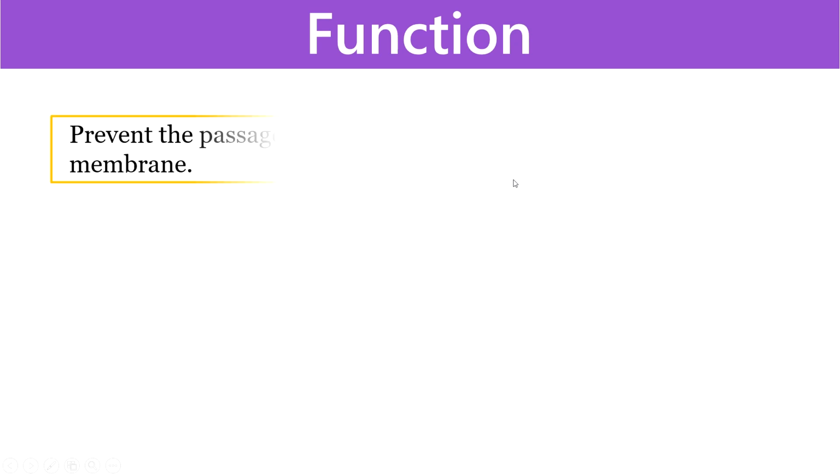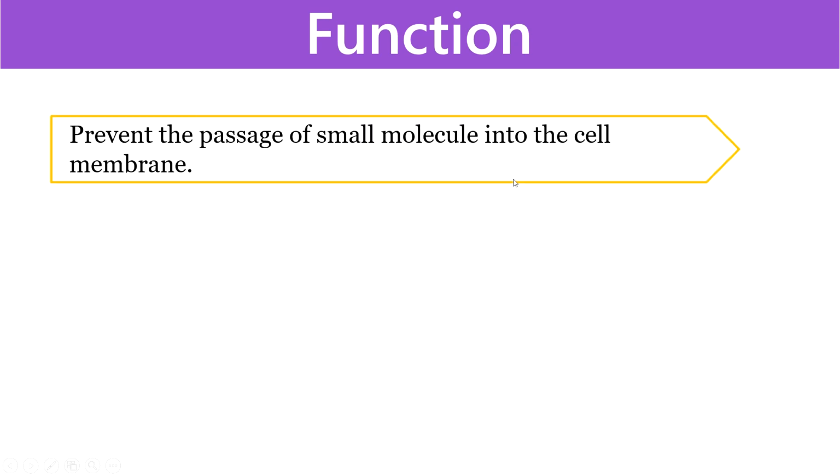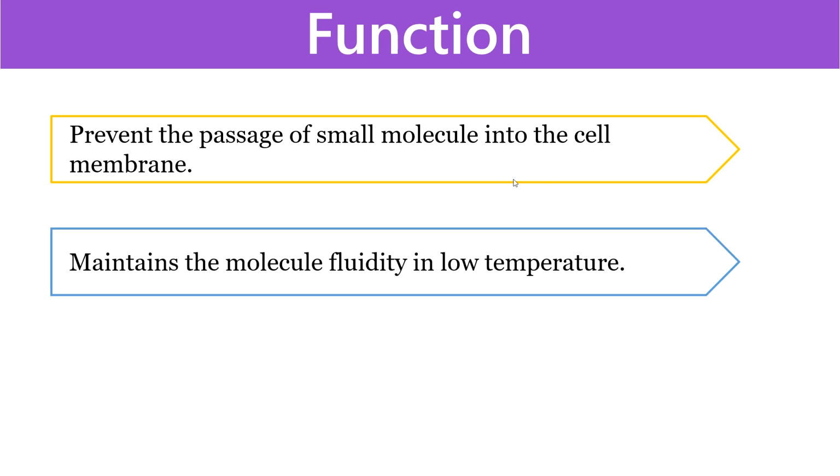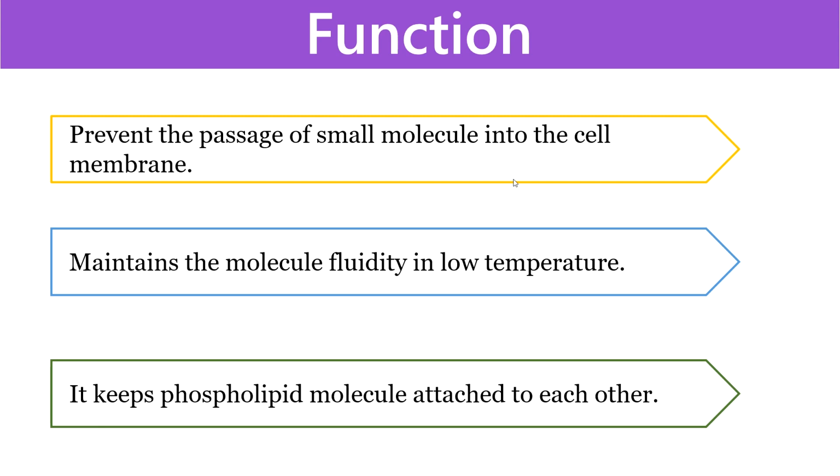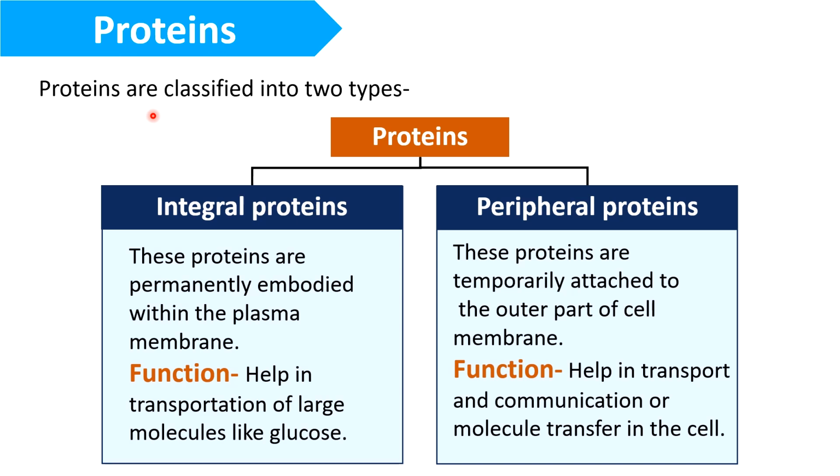Function of cholesterol. It prevents the passage of small molecules into the cell membrane. It also maintains the molecule fluidity at low temperature. It keeps the phospholipid molecule attached to each other. Proteins. There are two types of proteins present in plasma membrane: integral proteins and peripheral proteins.